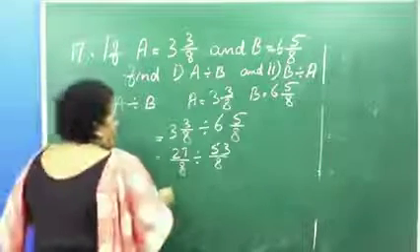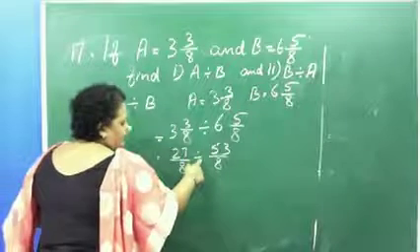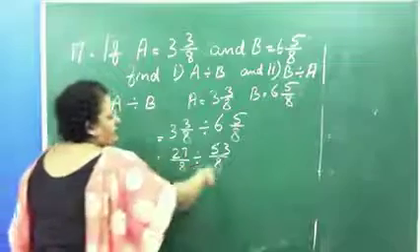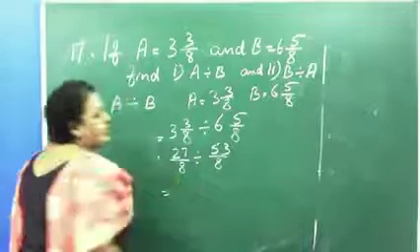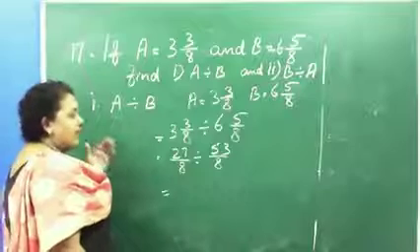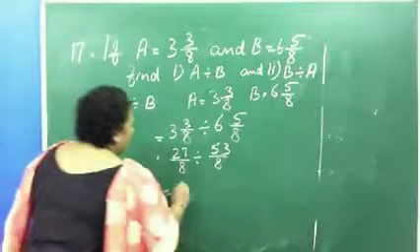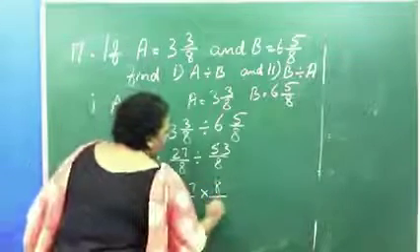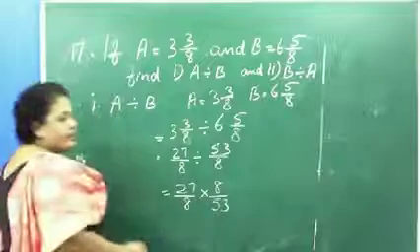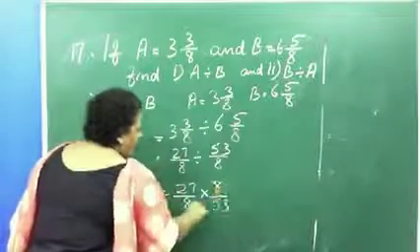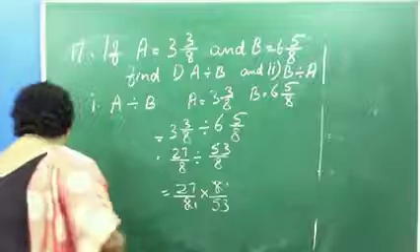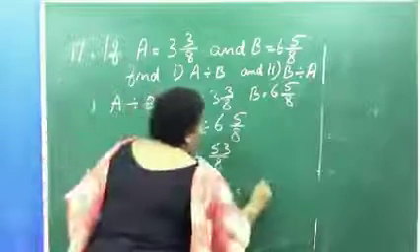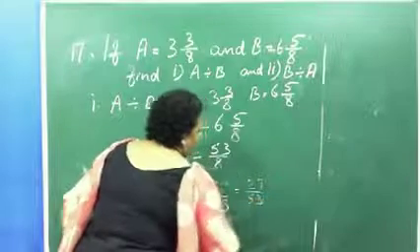Division is coming, so you have to change it to multiplication. The division operation will change into multiplication, and we will change this term into its reciprocal, that is 27 by 8 multiplied by 8 by 53. So here both 8s will cancel one time, so 27 and 53 are coming. See here, 27 by 53.